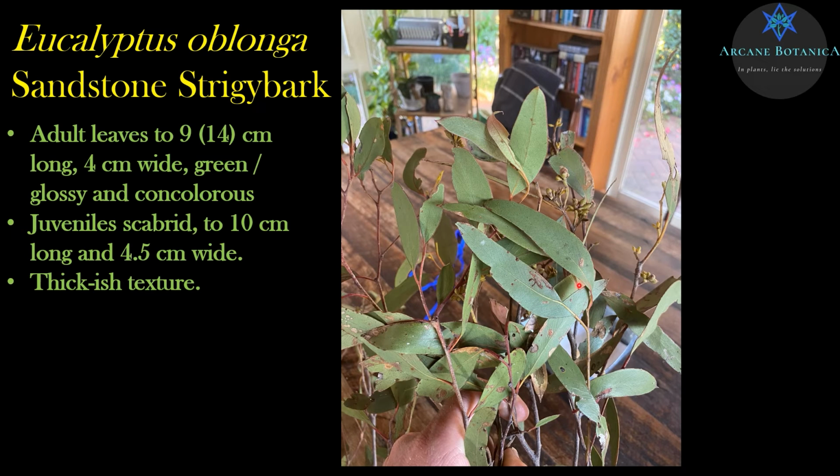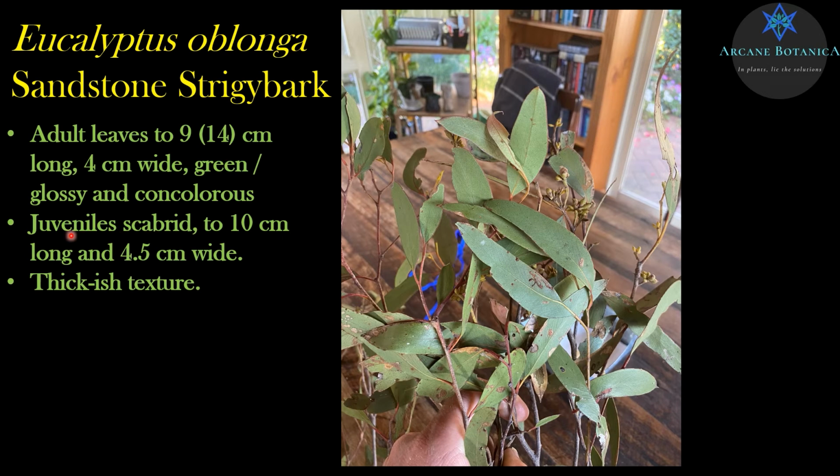Oblique base, concolorous, adult leaves. PlantNet says 9, Euclid says 14 for Gleboidia. So we'd sort of put that in. 4 centimetres wide, green, glossy, concolorous. These didn't look glossy to me. They were more of a dull greeny blue out in the sun. So that's why I collected it. It was the colour of the leaves and the fruits that really attracted me to it.